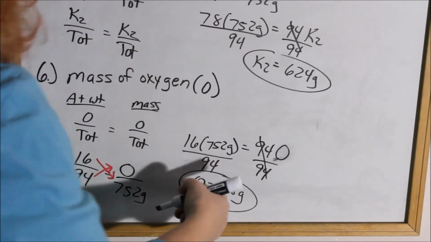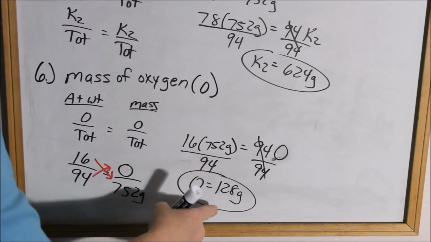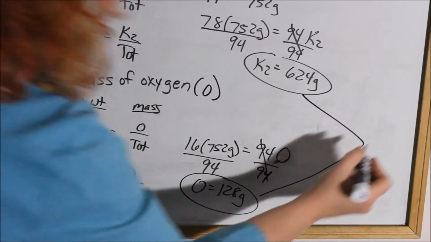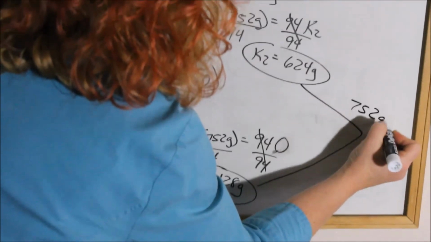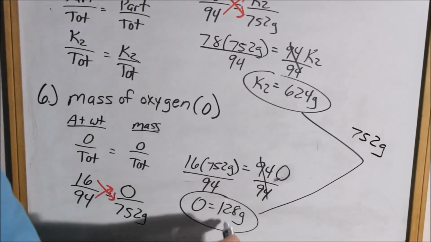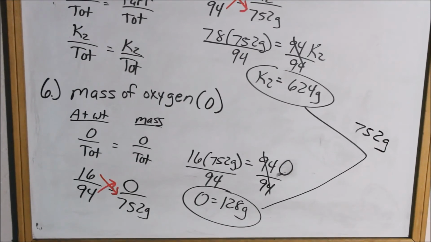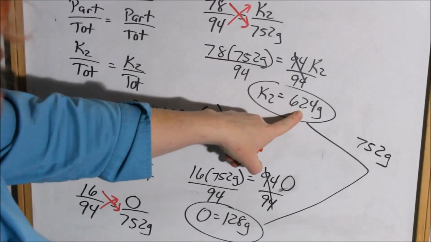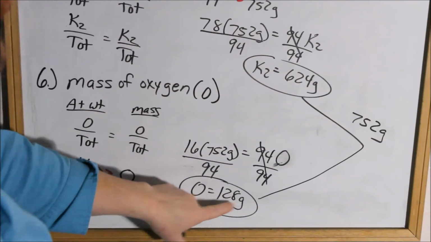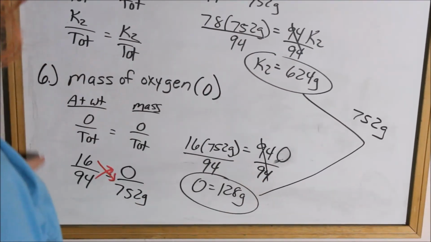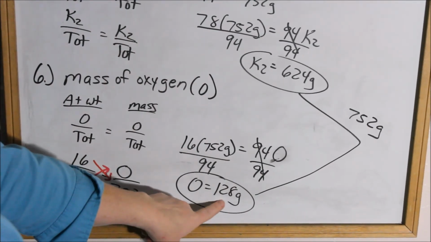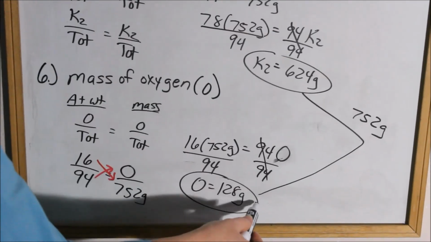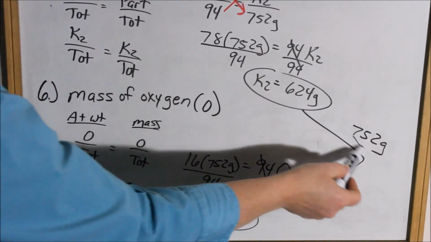The one thing that I want to point out is if our total mass is 752 grams, these two things should equal 752 grams. And they do. 624 plus 128 is 752 grams. Yes, we probably could have taken this and subtracted it from 752 to find out this, but I think it's good for you to still go through this work to figure out this mass. So at the end, it's a check. Do your two masses equal the total mass?